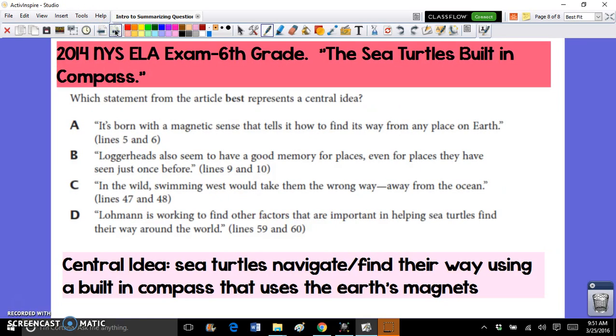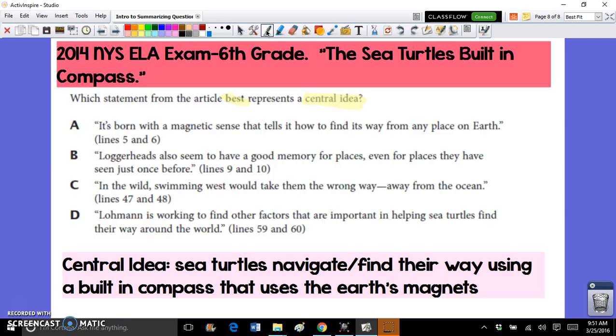All right, let's look at one more. We're going to look at a question from the 2014 New York State ELA exam from the passage, The Sea Turtle's Built-in Compass. Now, this is a central idea question, which is the same standard. And so it's asking us to identify which statement from the article best represents a central idea. When I go back into the sea turtle passage, which just like the previous one can be found in the Google Drive Student Resource folder and can also be found on the YouTube channel, I know that this article was about sea turtles navigating or finding their way using a built-in compass that uses the Earth's magnets.